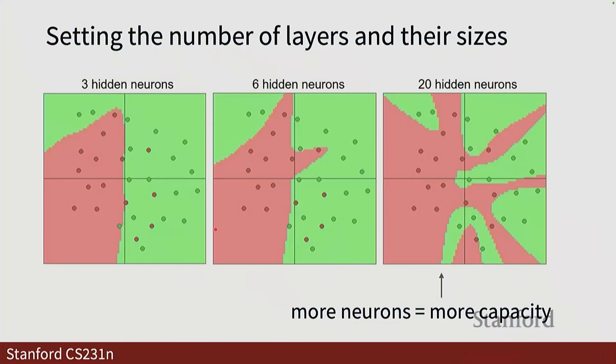After training and building such a neural network, depending on how many nodes we use in the hidden layer, we can get different patterns of separation between the two classes. More neurons often means more capacity to learn more complex functions and better separation of the points.